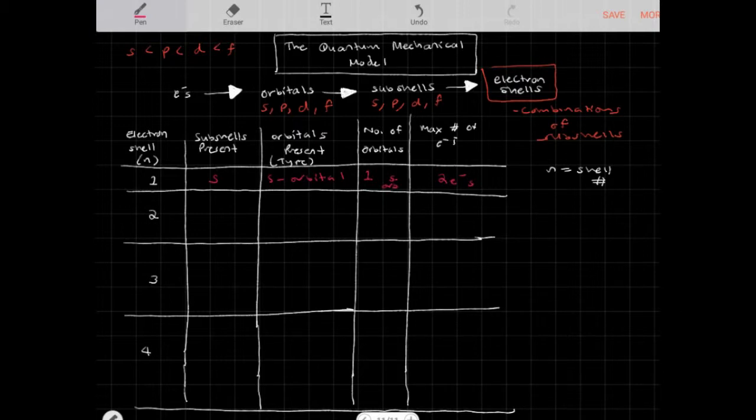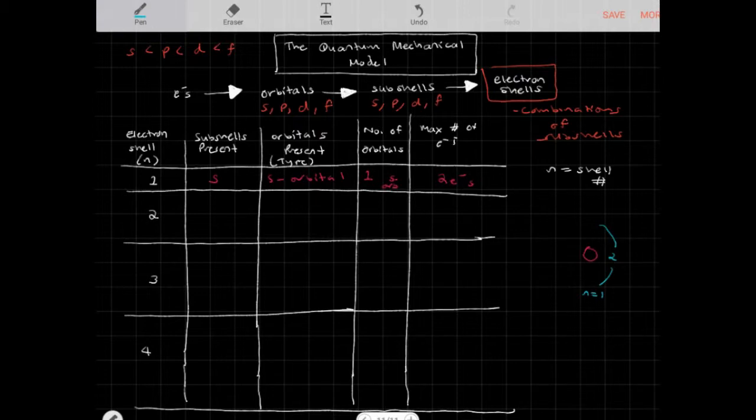It only has one S subshell, right? Now, this is consistent with Bohr's model, right? So when we looked at the nucleus and the first energy level, this is n equal to 1. You would only see a maximum of 2 electrons being held there.